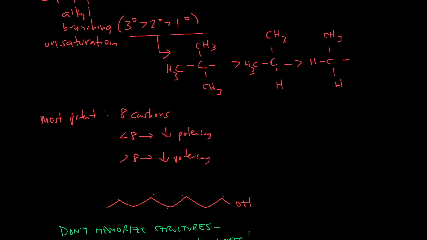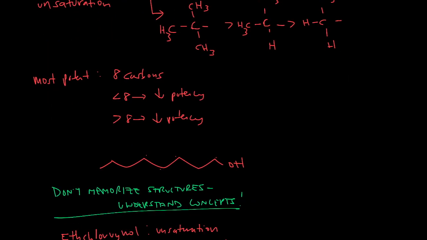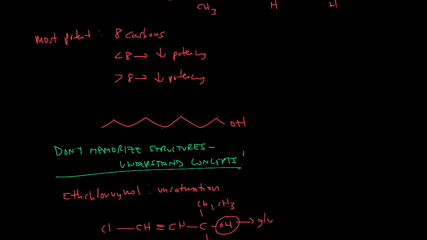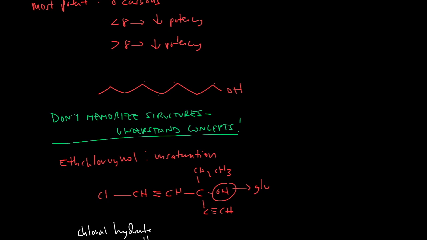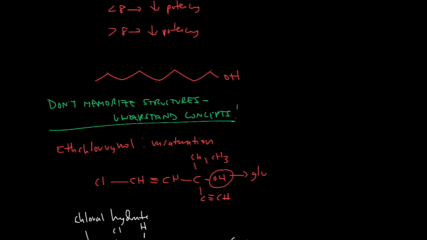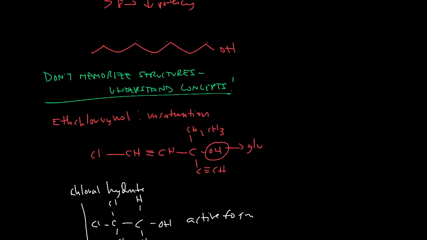So for the following structures, don't memorize the structures. Just understand the concepts and what makes these compounds special, and how the SAR applies to these compounds. So with ethchlorvynol, you have unsaturation. Remember, unsaturation makes the alcohol more potent. So here's your unsaturation with your triple bond, and with your triple bond here. This O can be glucuronidated. Remember, if you have a hydroxyl group, you can glucuronidate it.